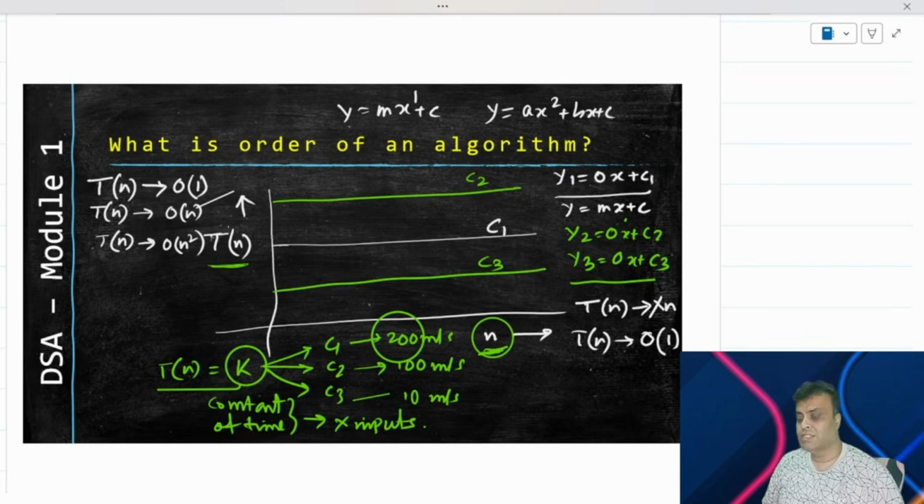But I hope you can understand why we never call time complexity the amount of time. That's a wrong definition. Time complexity is not about the amount of time, it is about the order of time, right?